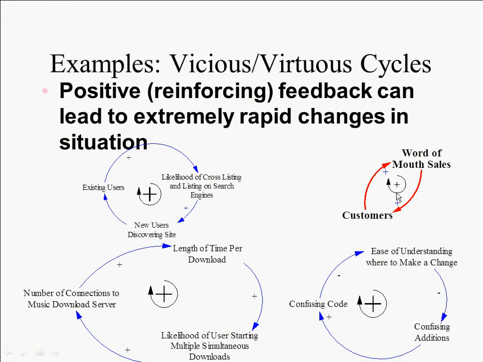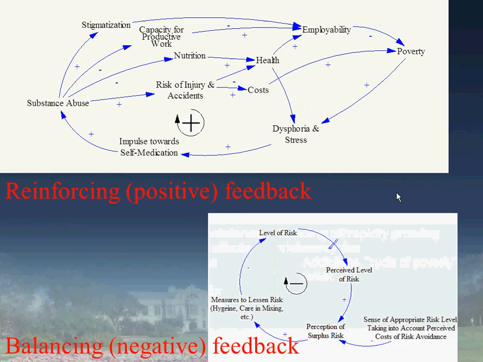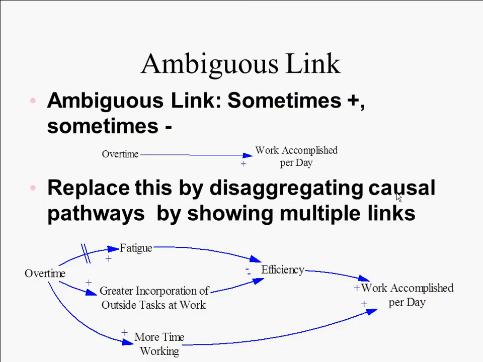Okay. So let's talk about some things, to further explicate this. One thing is we'll find sometimes that we don't have a clear polarity between two variables. So, for example, overtime and work accomplished per day. If I were to ask you, is that positive or is it negative? You'd be right to challenge my question. You'd be right to say that doesn't deserve a categorical answer. It's neither strictly plus nor negative. Sometimes it's plus, sometimes it's negative.